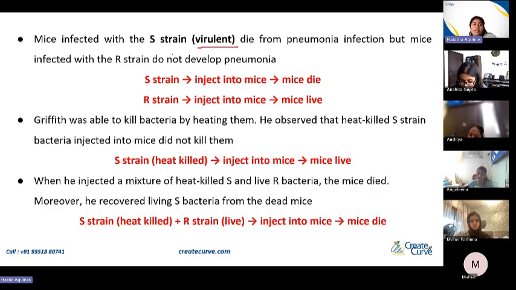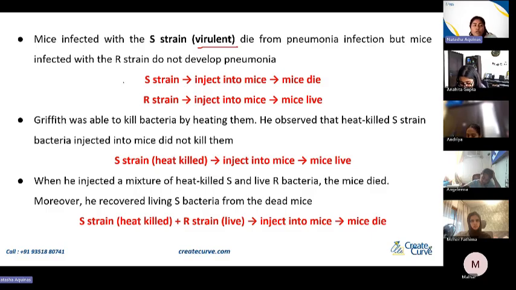So when the mice are infected with the S strain, which is virulent, the mice die from pneumonia. They develop the infection, pneumonia, a respiratory disorder, and they die from the infection. But the mice infected with the R strain will not develop pneumonia. This is because they are avirulent, which means they do not have that polysaccharide coat around them.